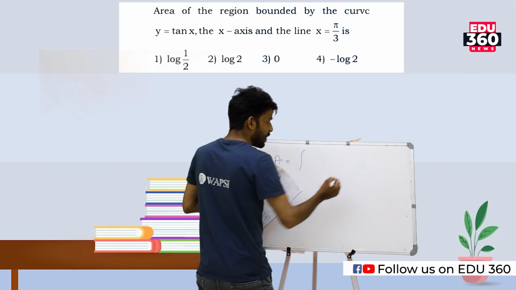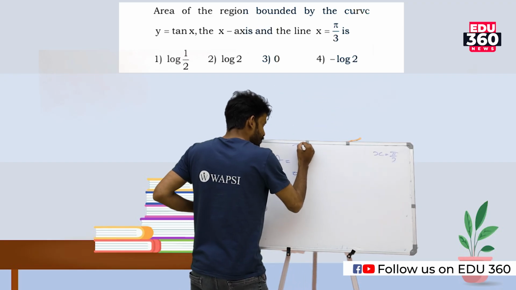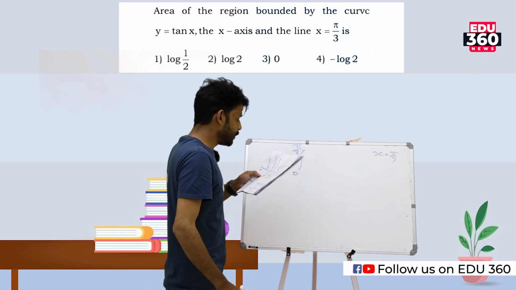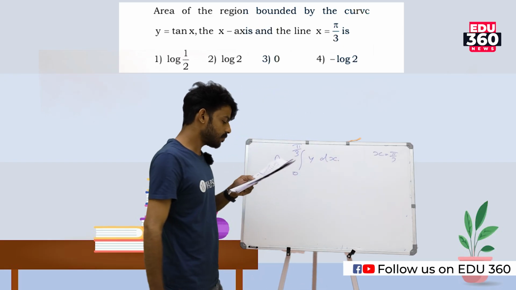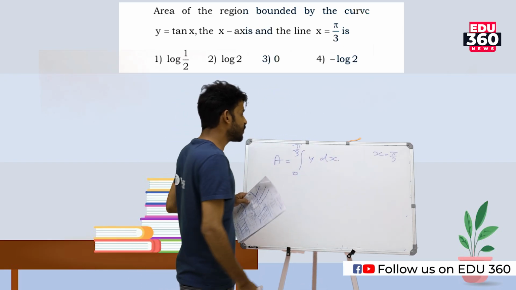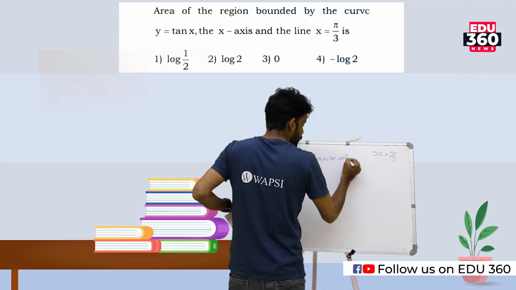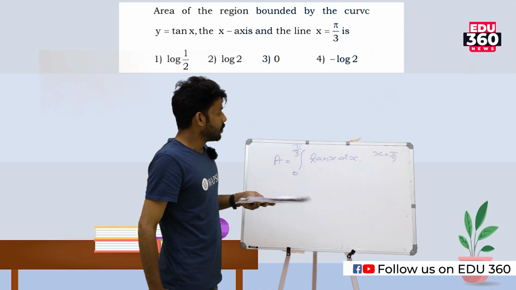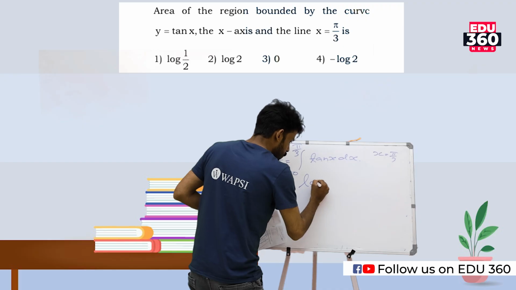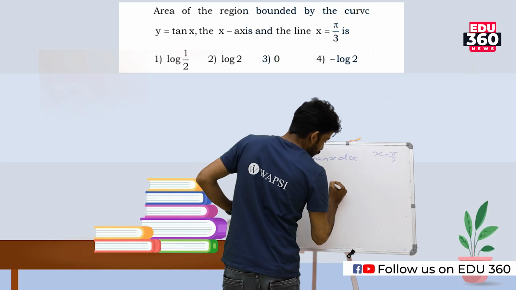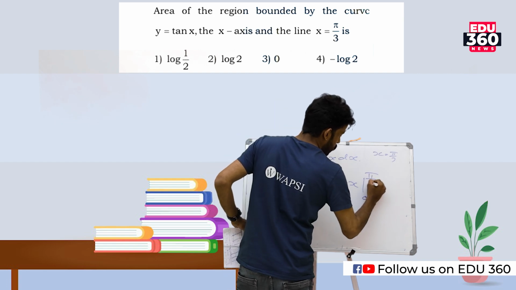integral, because it's given that x is equal to pi by 3. So 0 to pi by 3 y dx. Okay, so y is given as tan x, so we can write tan x dx here. So what is the integral of this? That is equal to log mod sec x, with limits 0 to pi by 3.